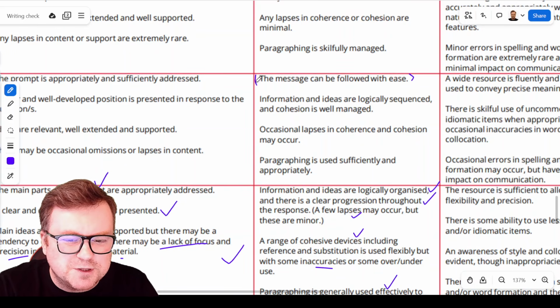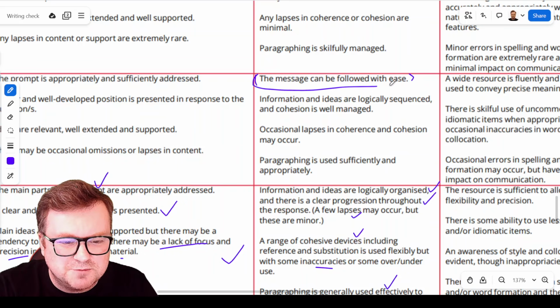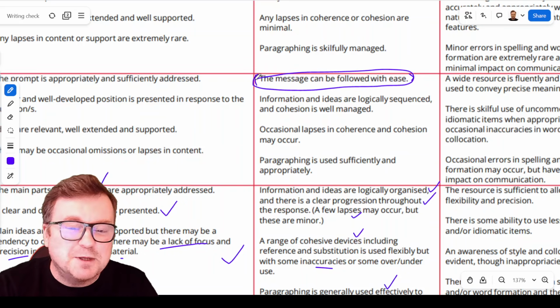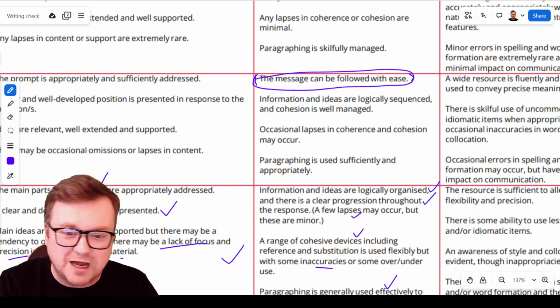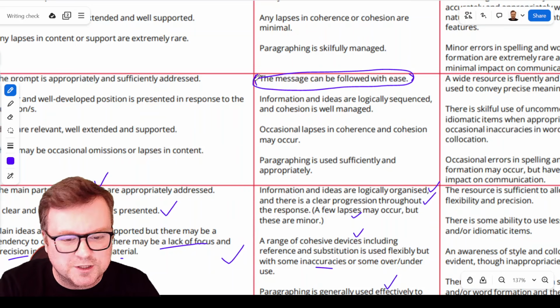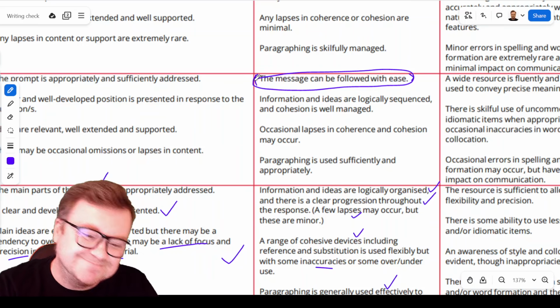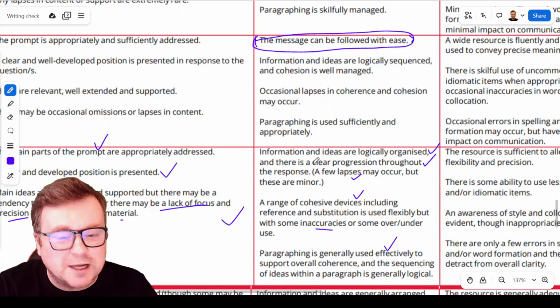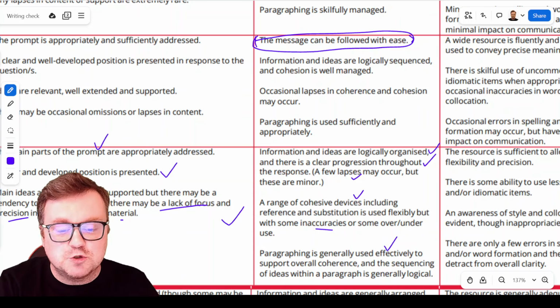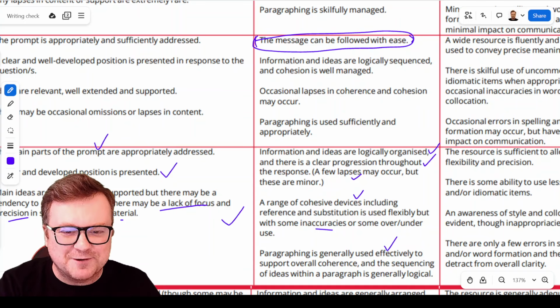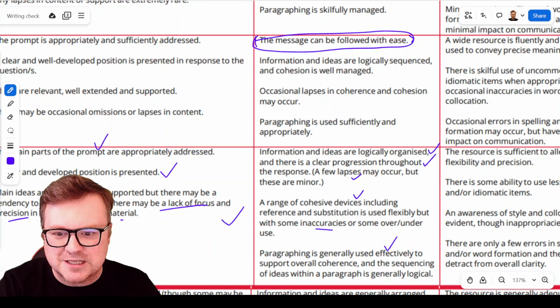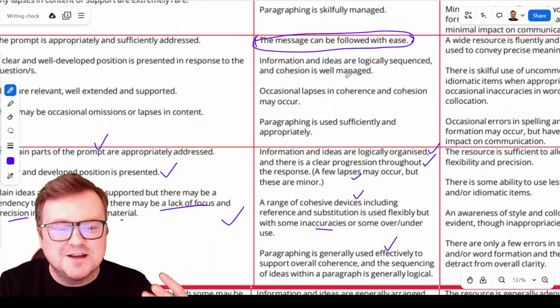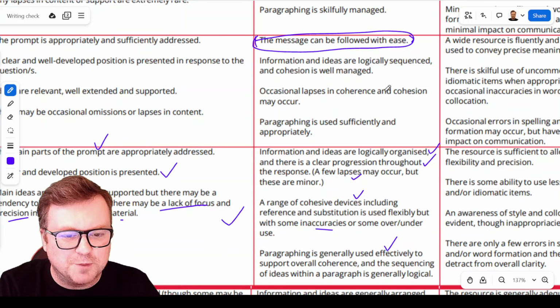Message can be followed with ease. For me, message can be followed with ease. Because of the complexity of the ideas, I can't say that the message can be followed with ease. And so for that reason, I'm going with 7 instead of the 8. And again, that's another reason why I don't recommend using overly complex ideas, because that thing, the message can be followed with ease. It's much more difficult to do that if you're using complicated ideas.